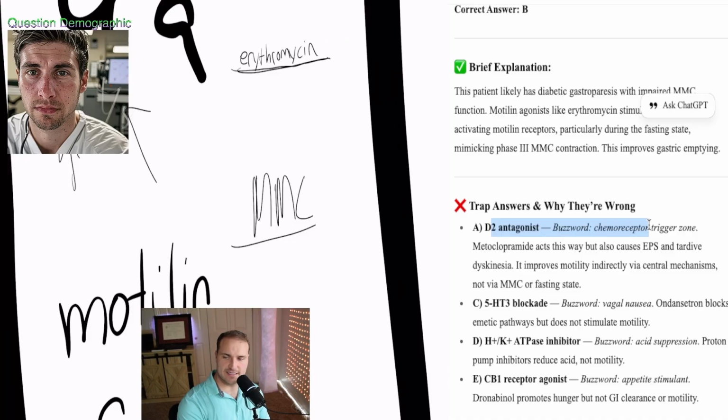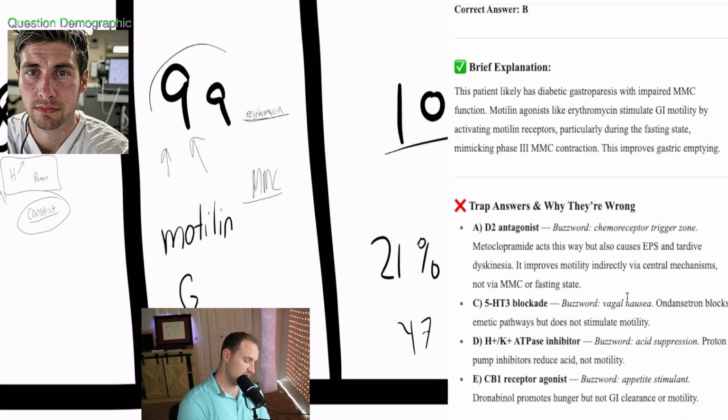D2 antagonist, metoclopramide, acts this way but causes extrapyramidal symptoms like tardive dyskinesia. It improves motility indirectly, not through the MMC. 5-HT3 blockade, ondansetron, does not stimulate motility, but it does block the emetic pathway. Hydrogen potassium ATPase inhibitor, proton pump inhibitor, reduces the acid, not the motility. CB1 promotes the hunger.